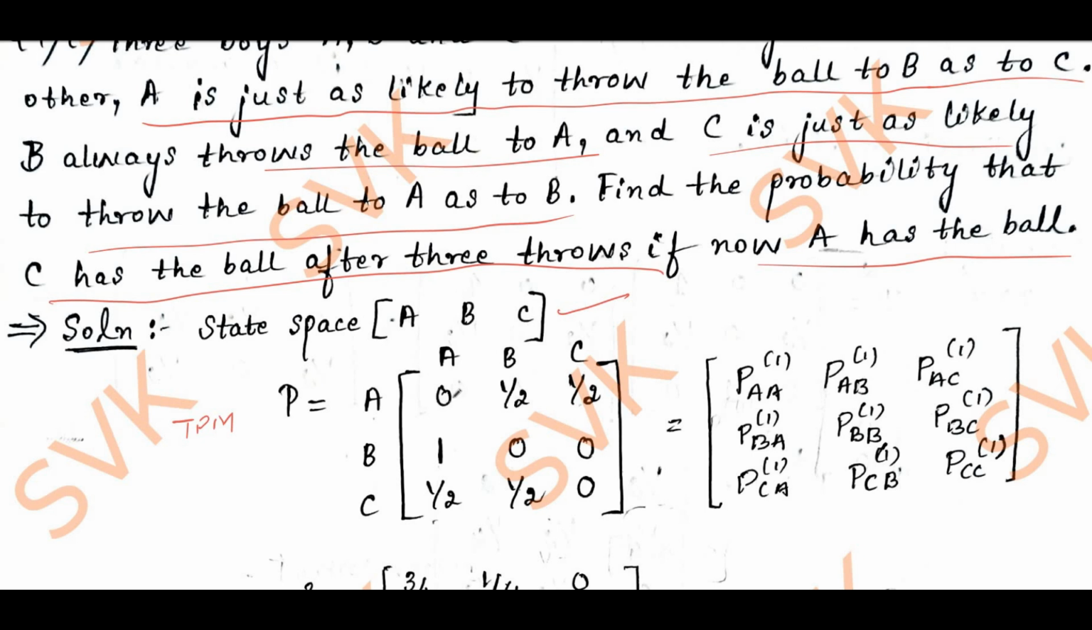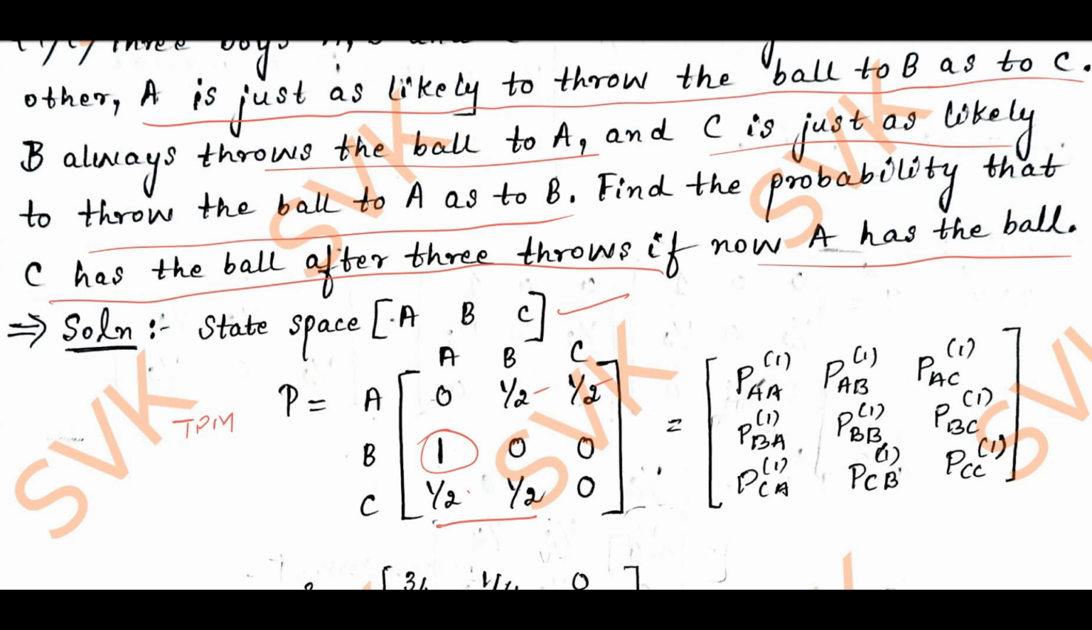Since we know that the probabilities in each row should sum to 1, the probability of throwing the ball to B and C is 1 by 2, 1 by 2. Next, B is throwing the ball only to A. So no other chance factor is taking place, therefore it should be 1 itself. B is throwing the ball to A, therefore that is 1 itself. Then C is throwing the ball either to A or to B. That's why the chance factor will be 1 by 2, 1 by 2.